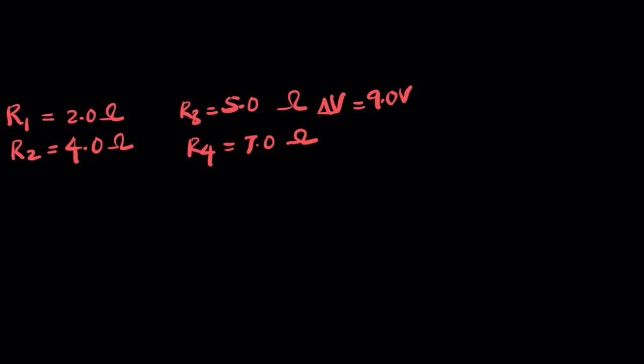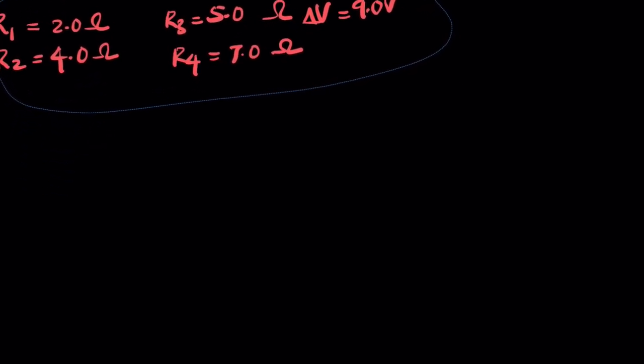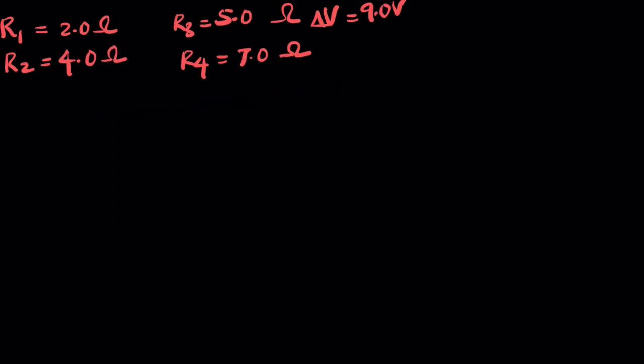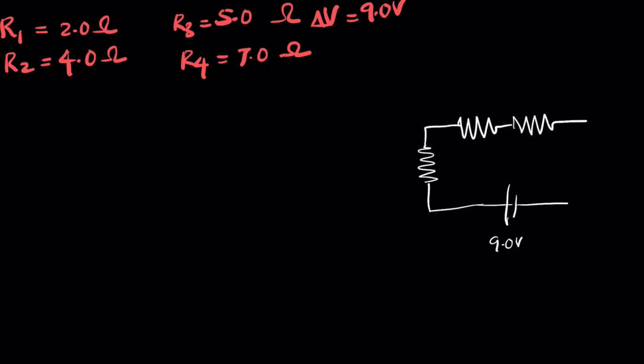So this is the data that is given here. Let's draw a simple schematic diagram. You have the battery. The battery is 9 volts and that is connected to 1, 2, 3, 4. So this is 2 ohm, this is 4 ohm, this is 5 ohm, this is 7 ohm.